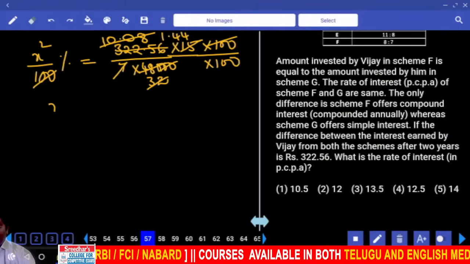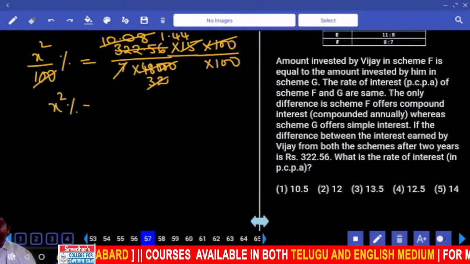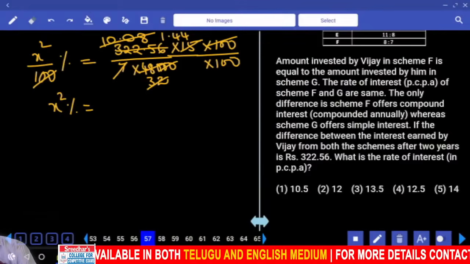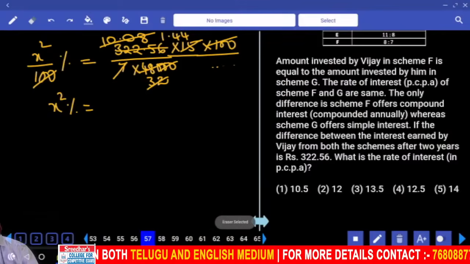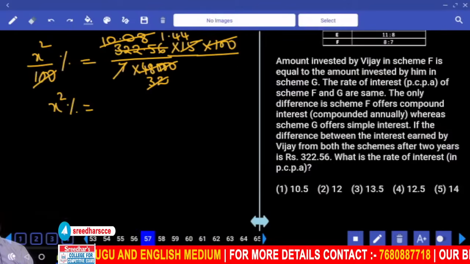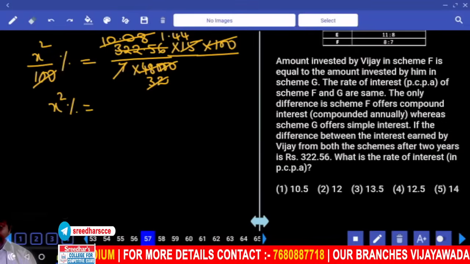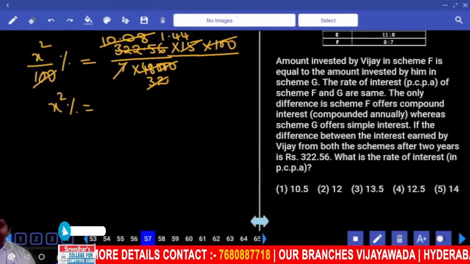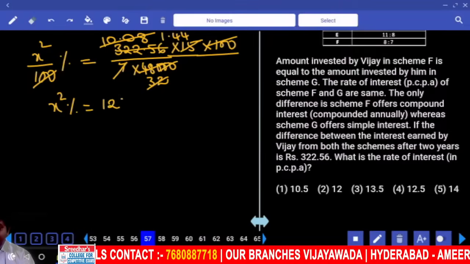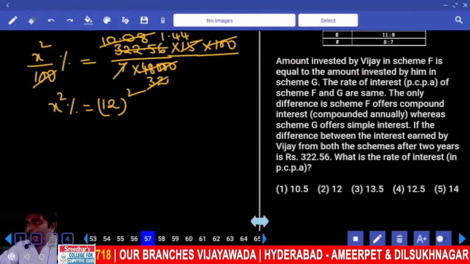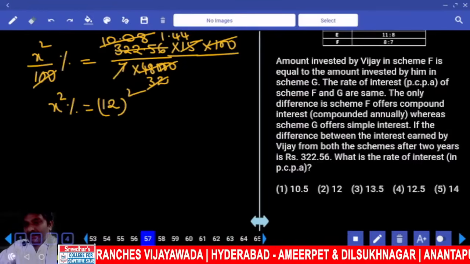If x square by 100% is equal to this much, earlier we have to multiply the percentage by 100, right? 1.44 into 100, that can be treated as 1.44. Which number square is that? 12 square. Then x is equal to 12. Clear?